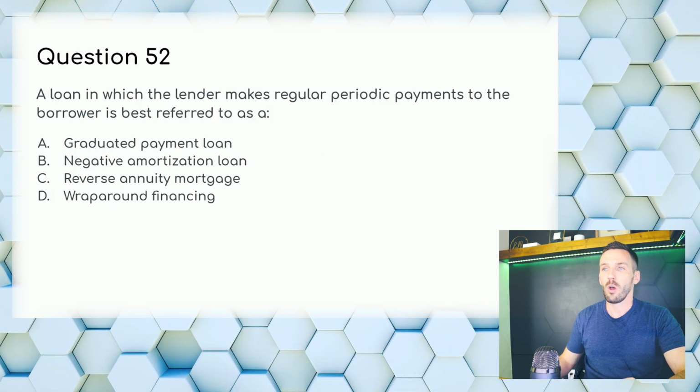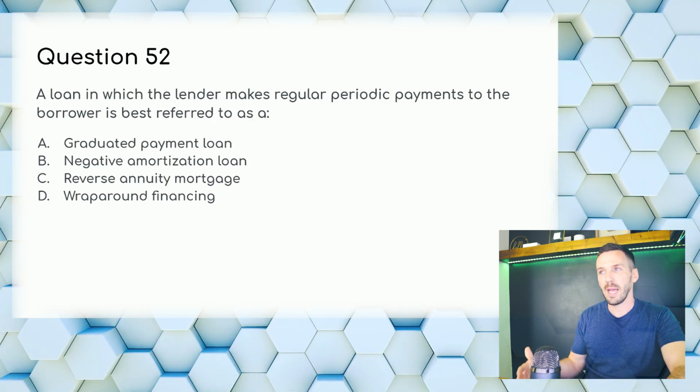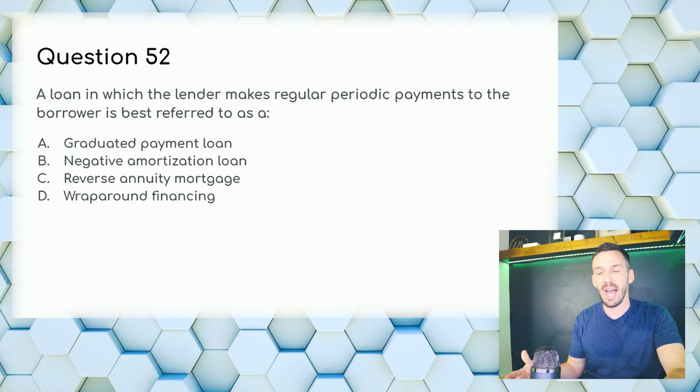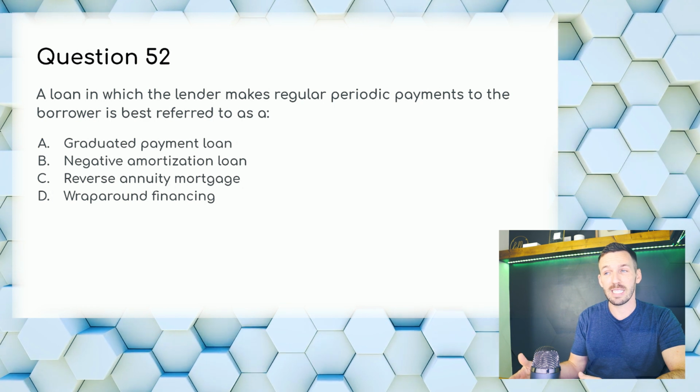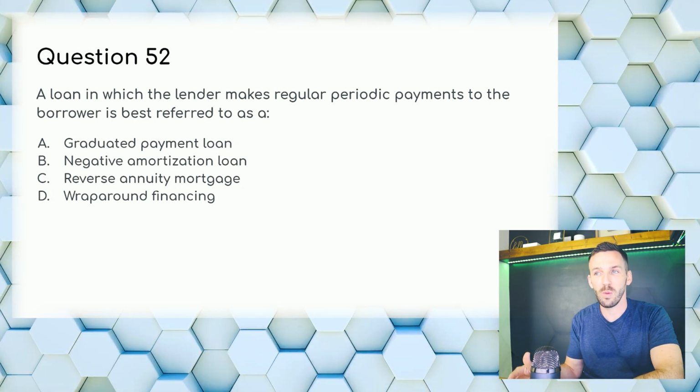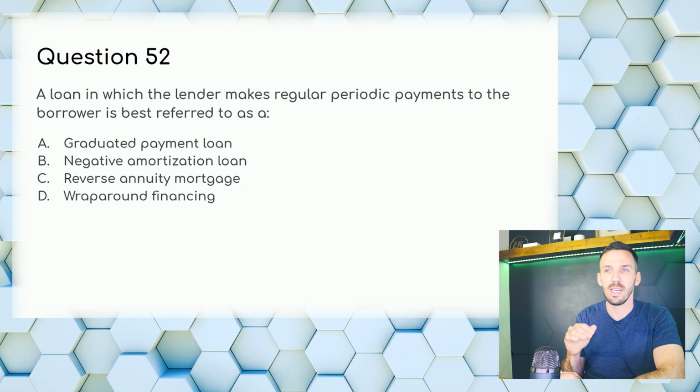Question 52. A loan in which the lender makes regular periodic payments to the borrower is best referred to as A. Graduated payment loan, B. Negative amortization loan, C. Reverse annuity mortgage, D. Wraparound financing.